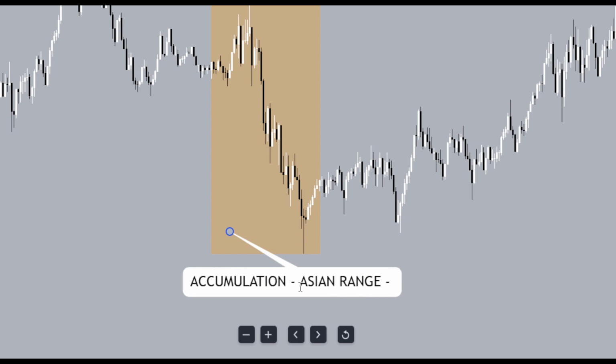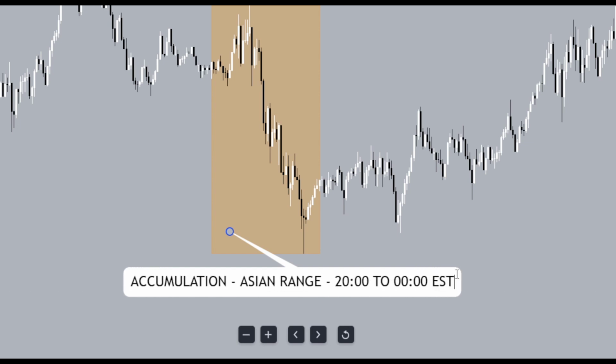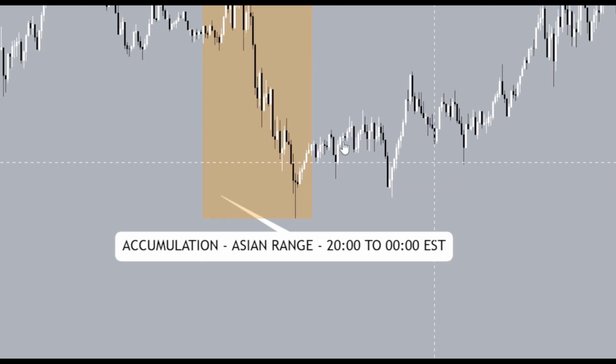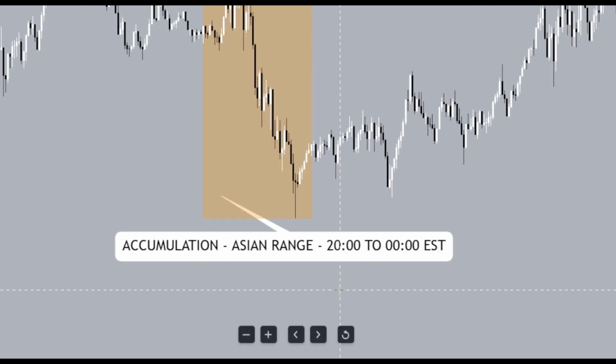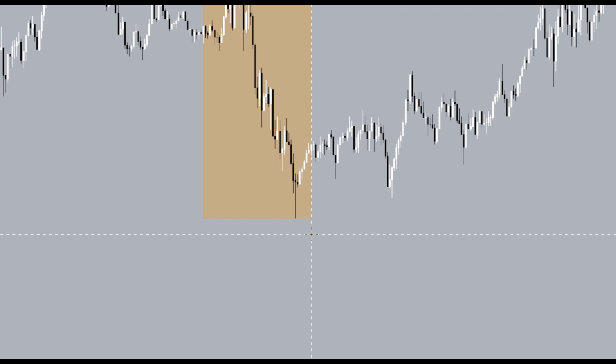Now this accumulation phase, or the Asian range, is a low volume time of day. And the most important thing to understand with the Asian range is that the Asian range itself is from 8 p.m. to midnight New York time, or Eastern Standard Time. So wherever you are around the world, calibrate this to wherever you are. And now we're going to be dissecting how price behaves in and around the Asian range, okay?